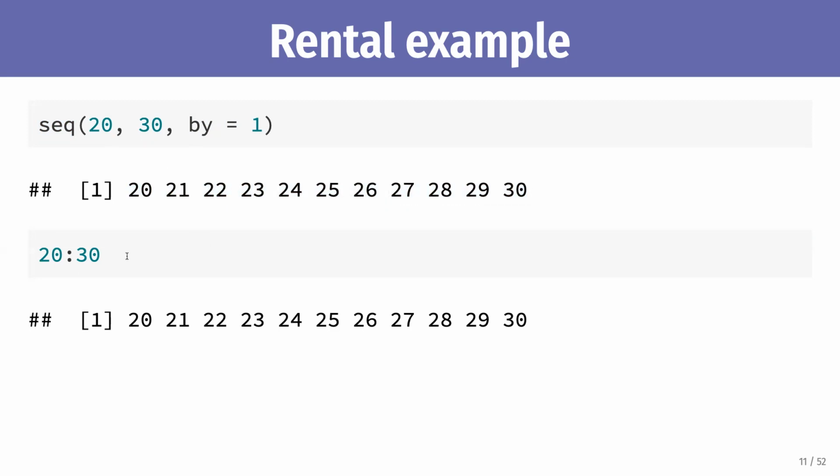An even shorter way to do this, if you're going to be sequencing by 1, is you can just use the colon. So in R, if you put a starting number, colon, another number, it'll create a vector that jumps by 1 from the starting number to the top number. So I'm going to use this shorthand in the next part to show you how we can look at different U values here.